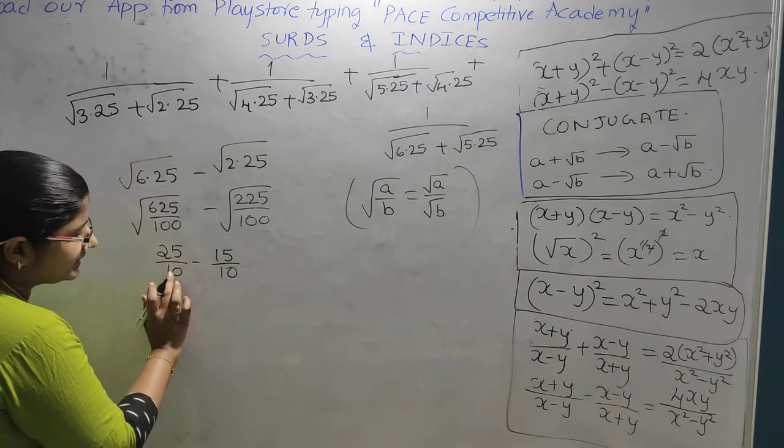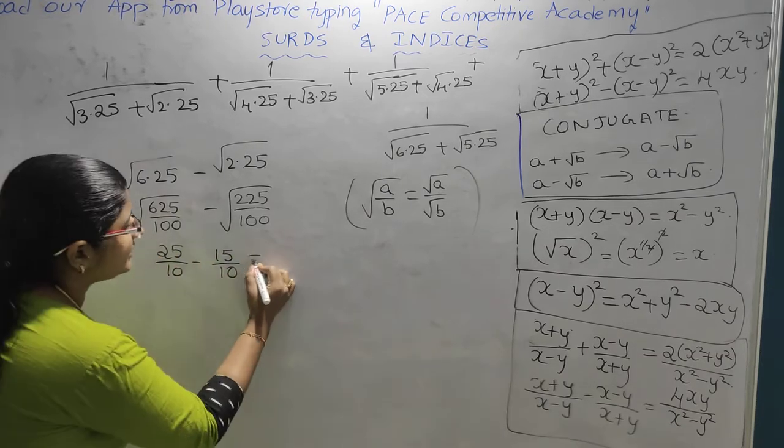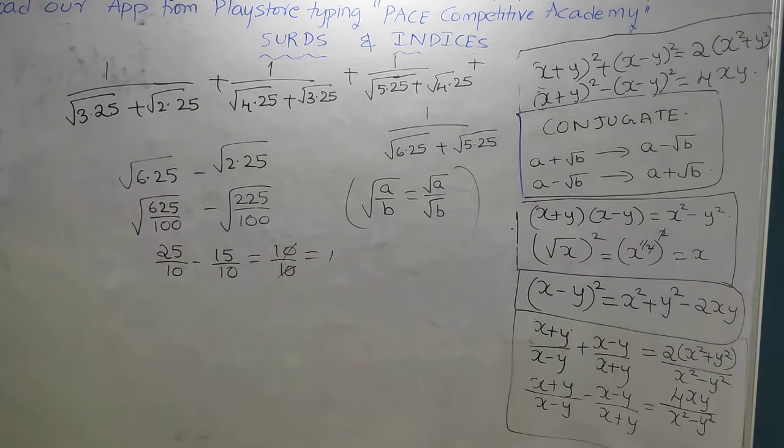So the LCM is 10. 25 minus 15 is nothing but 10. 10 divided by 10 is nothing but 1. Easy, right? Nothing with this question, guys. It is similar to the previous model only, but you are having decimals. If you are confused with the decimals, I am telling how to solve this in detail.